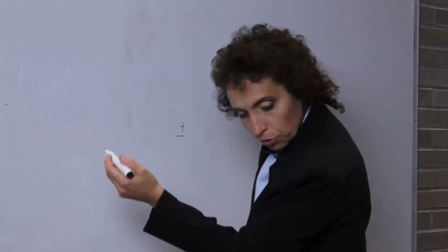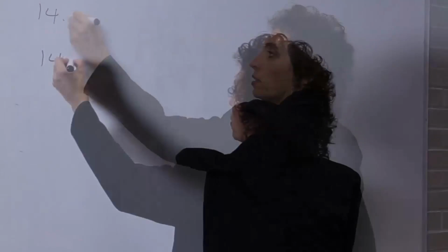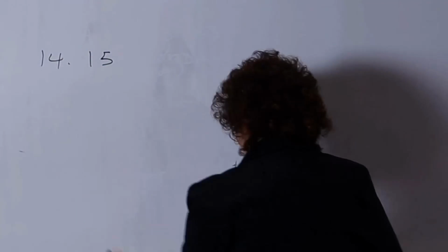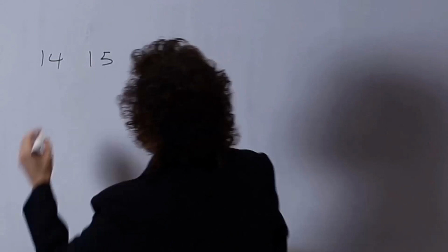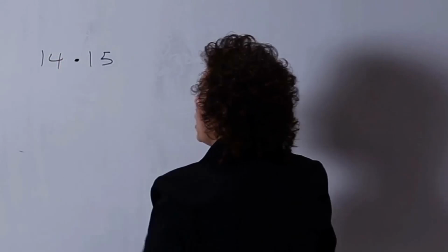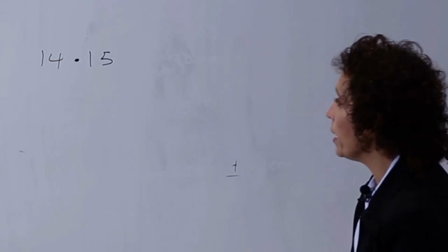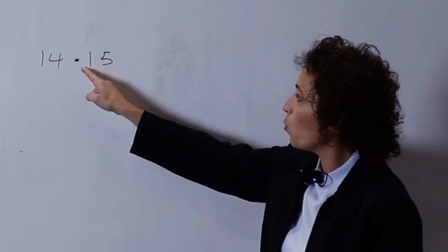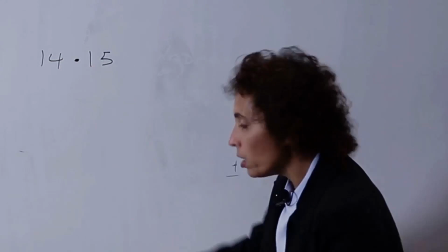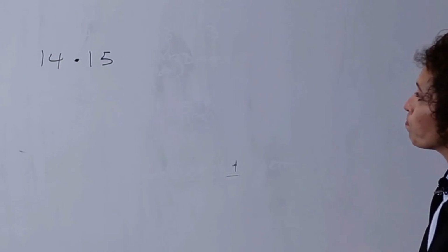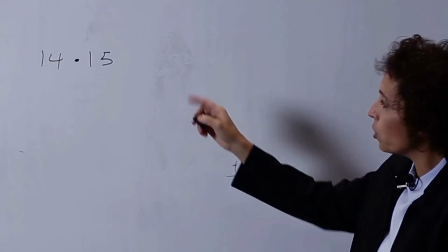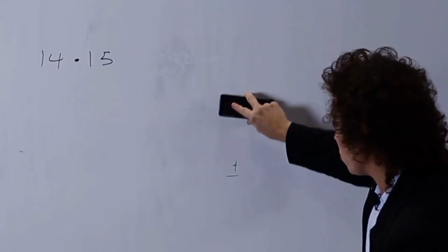14 times 15. This is a math example. Oh, let me put this little dot here. Let's talk about this for a minute. That's a raised dot. That raised dot is another way to write multiplication. In fact, before we continue, let's look at some of the other ways you can write multiplication.